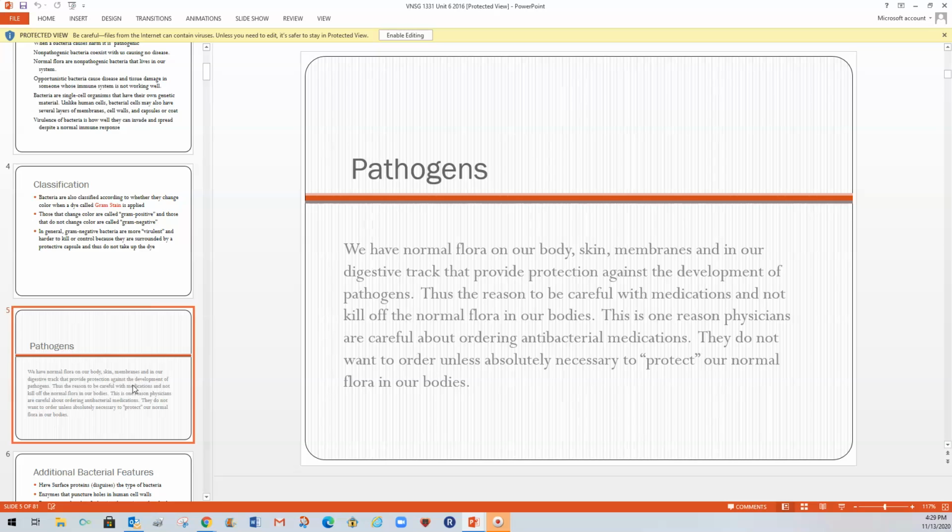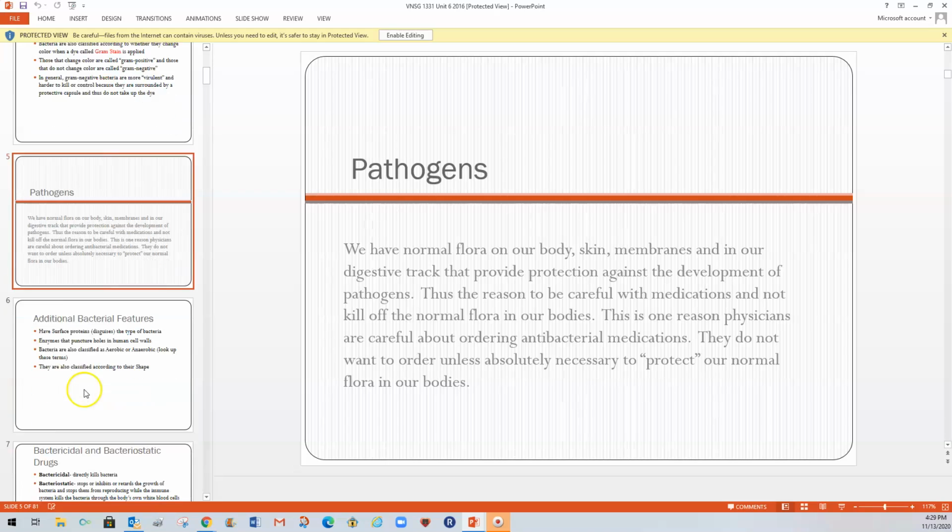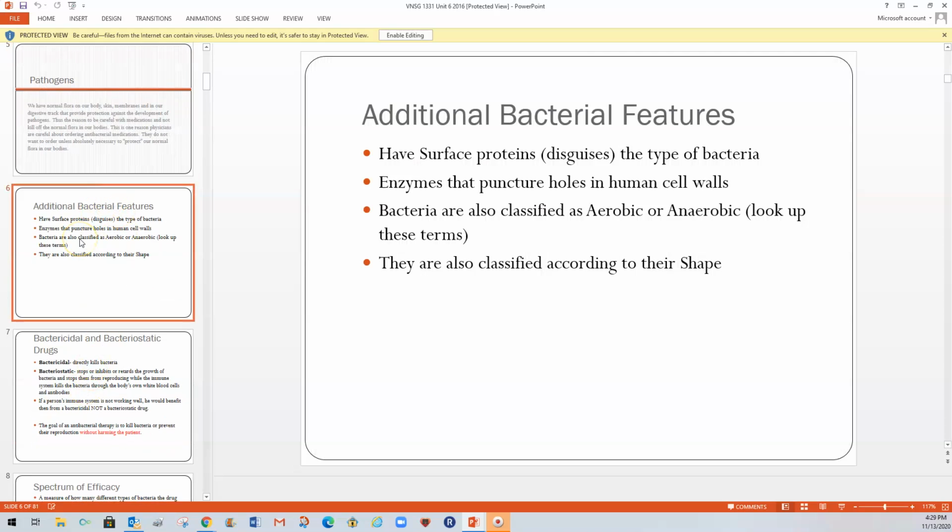Pathogens, like I said, we have normal flora throughout our body, and that's one reason that physicians are careful about ordering antibiotics, because you don't want to kill off all of our bacteria. Bacteria also have surface proteins, and you'll learn about that later when we talk about the classifications of antibiotics.